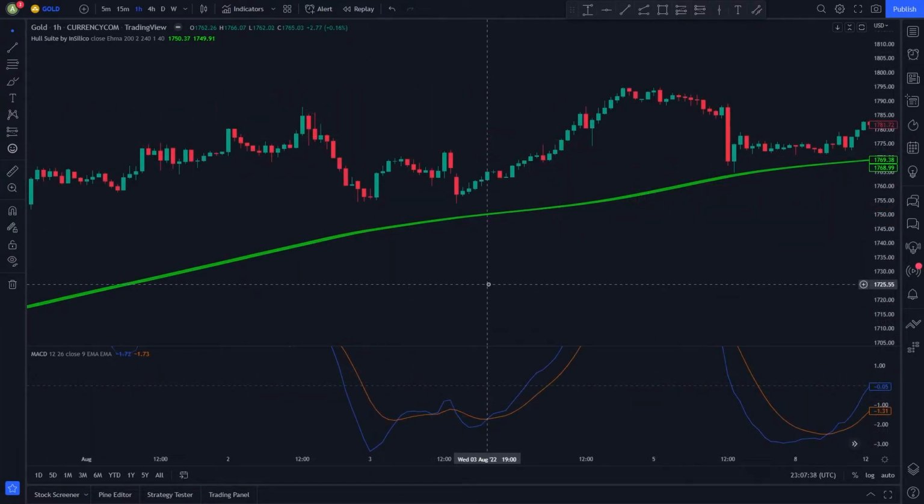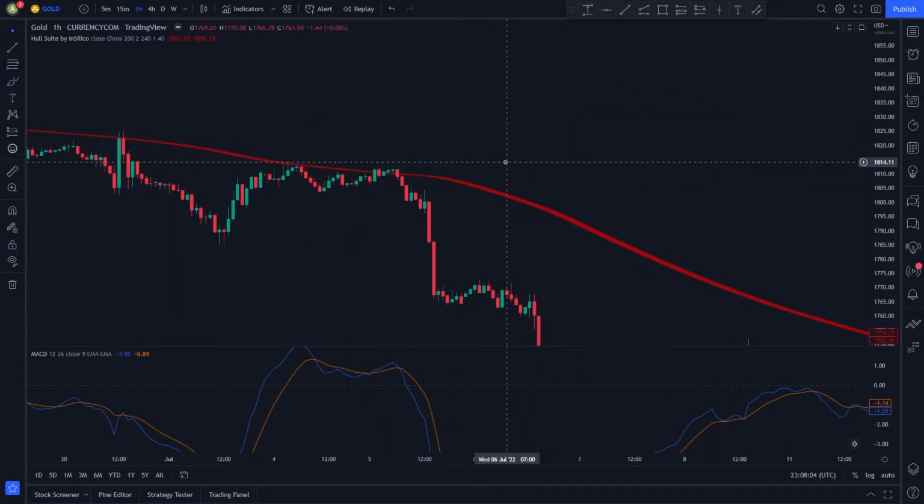We will start with the rules to entering a long position. The first rule, we need the Whole Suite line to be colored in green. Also, we need the price to be trading above it. For the second rule, we need the lines on the MACD indicator to cross each other and for the blue line to be above the orange line.